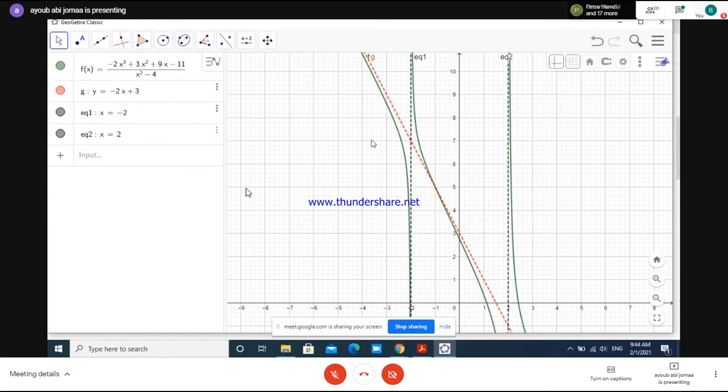This curve here, the green one, is below this asymptote when x is between negative infinity and negative 2. The curve is under the line. The second part, follow with me on the table. Between negative 2 and negative 1, the curve, the green one, is above the line. The intersection is negative 1, 5. That's point A: negative 1, 5.